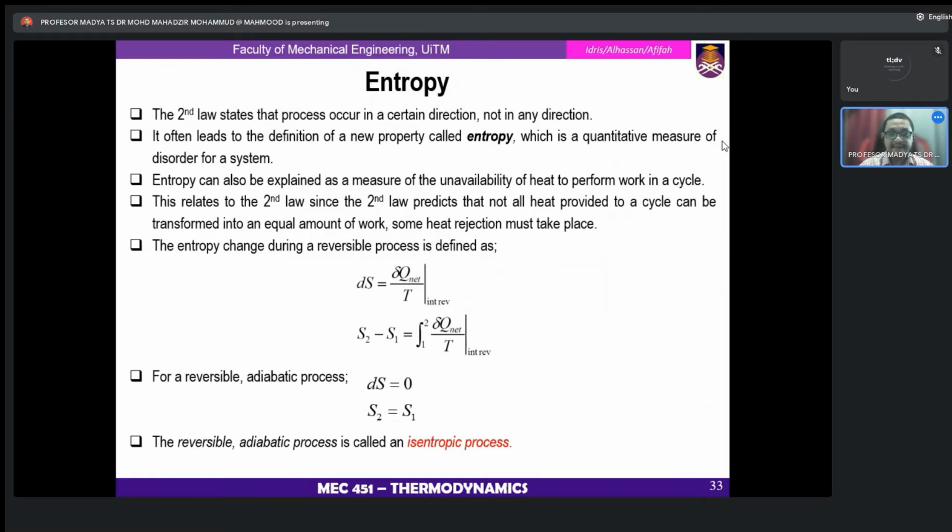That is entropy. So for the reversible adiabatic process, you also know for the adiabatic process where no heat transfer occurs, Q is zero. So the change of entropy is zero. Then entropy at state 2 is equal to entropy at state 1. So the reversible adiabatic process is called an isentropic process.